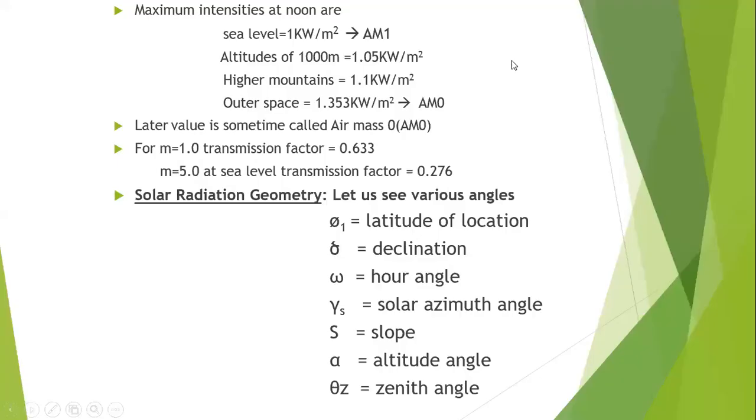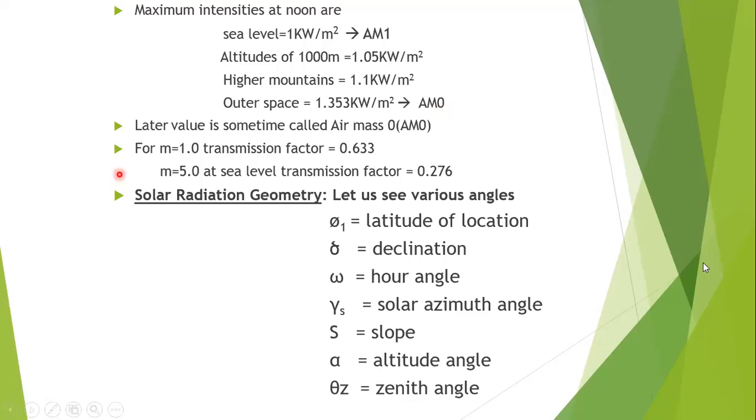So as seen in the figure, we are getting maximum intensity at noon at sea level: 1 kilowatt per meter square. That is termed as AM1, air mass 1. At altitudes of 1000 meters we get a 0.05 increase, so it becomes 1.05 kilowatts per meter square, and at higher mountains we get 1.1 kilowatts per meter square. In outer space we get 1.353 kilowatts per meter square, and this is termed as AM0, air mass 0.